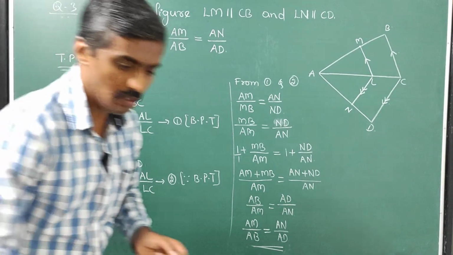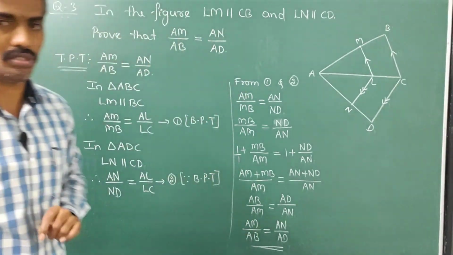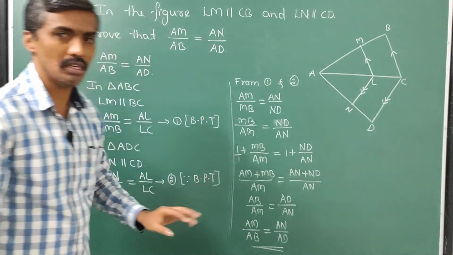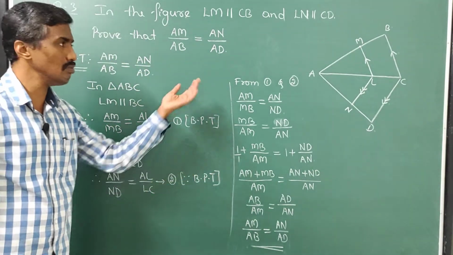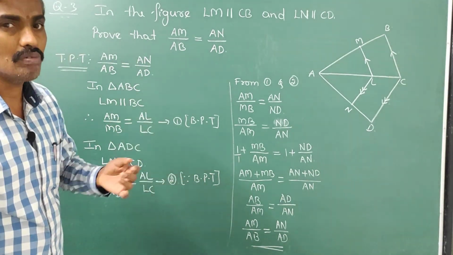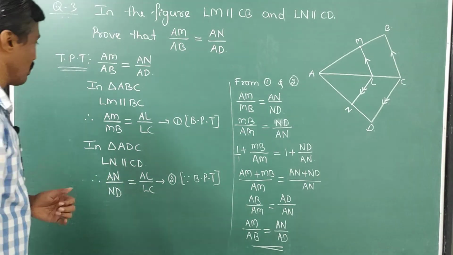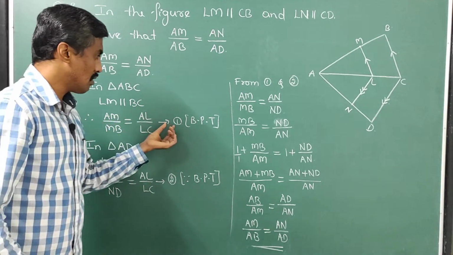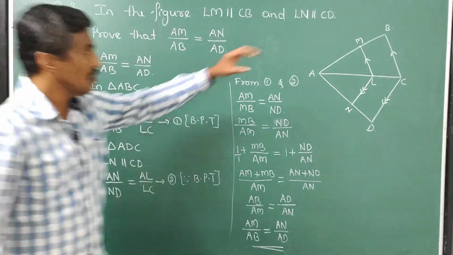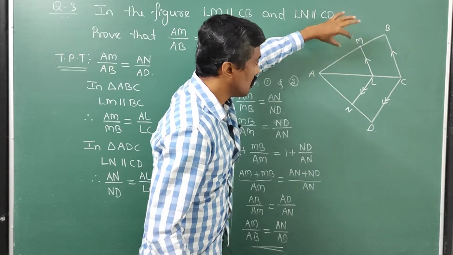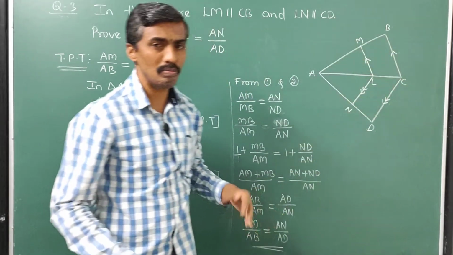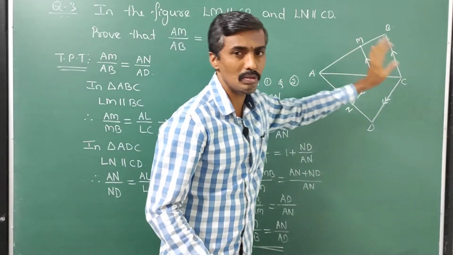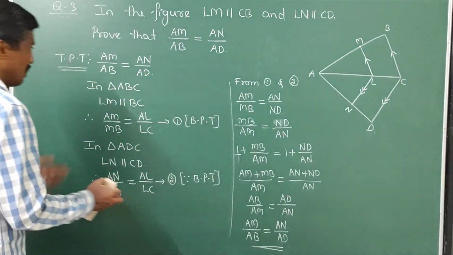Suppose the same question is asked for 2 marks. If they ask for 3 marks, you have to write like this. There is a chance of the same question being asked for 2 marks. So then what do you write? Directly you can apply the Thales theorem and its application: first part divided by second part equals first part divided by second part, and first part divided by whole equals first part divided by whole. So directly you can write it.